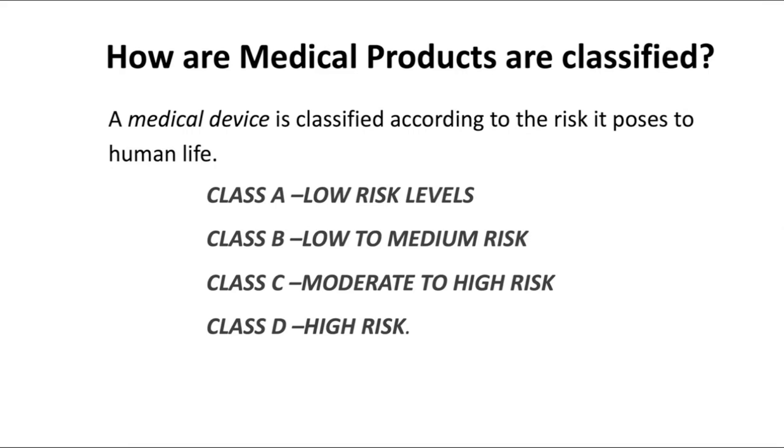In India, we have class A, B, C, D. In the US, it is class 1, class 2A, class 2B, class 3. So they also have four, but in category 2, they have 2A and 2B.